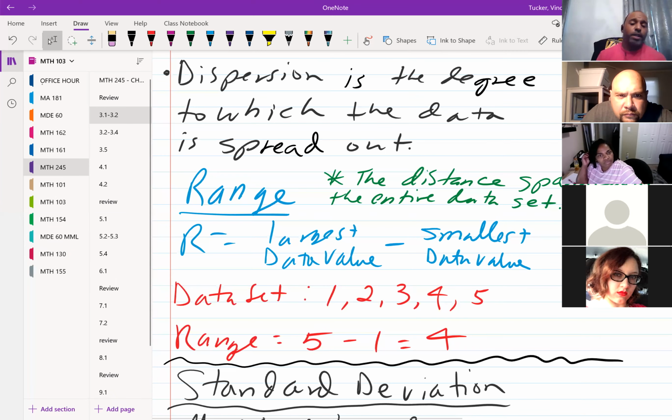We start right here at dispersion. Still in 3-1, but these are the last few things out of 3-1. Dispersion is the degree to which the data is spread out. The green statement, the distance spanned by the entire data set, is going to be your range.